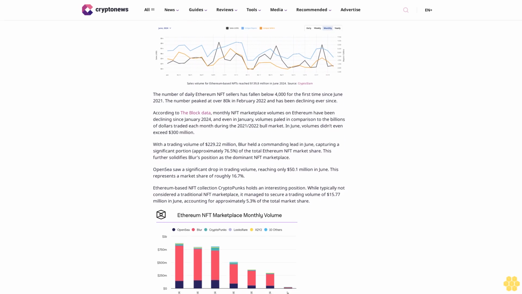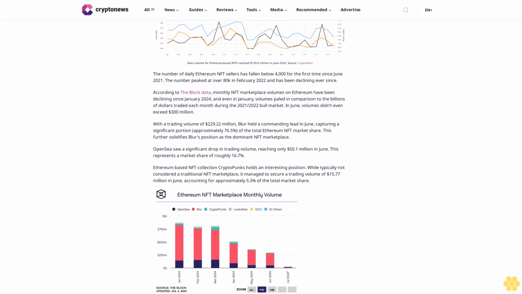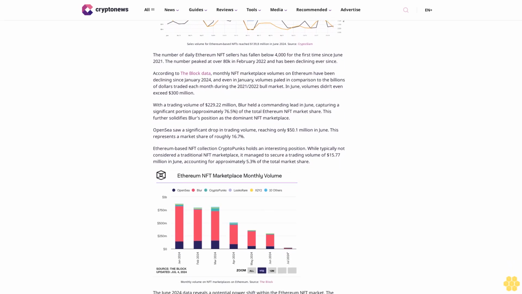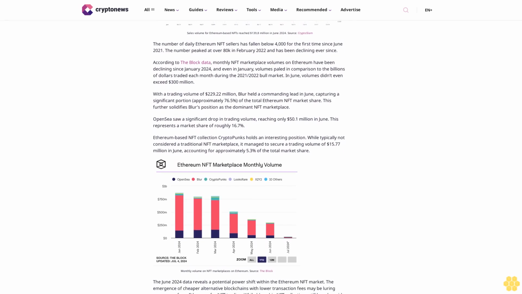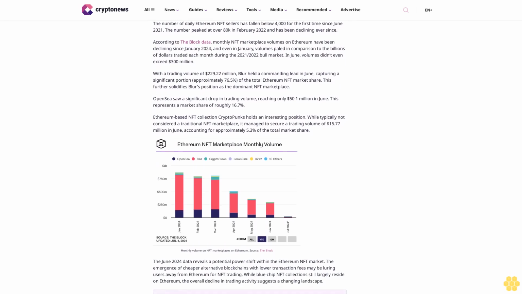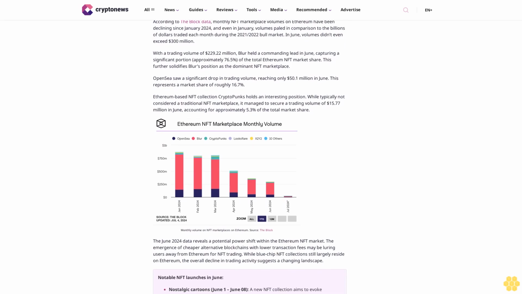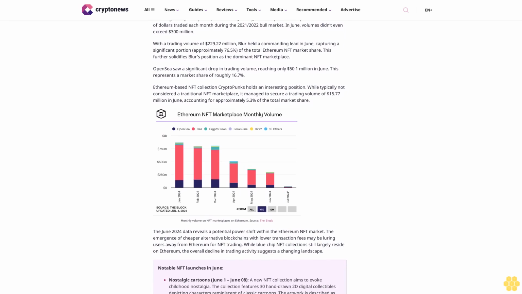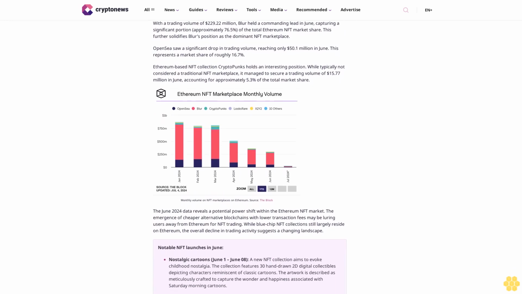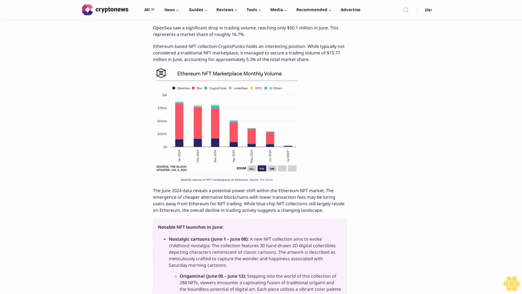163.9 million. The data further revealed that the Ethereum network has attracted around 51,000 buyers and 45,000 sellers of NFTs during last month. The number of NFT transactions for Ethereum reached more than 373K in June, 16.5% less than the previous month. The net number of daily Ethereum NFT sellers has fallen below 4,000 for the first time since June 2021. The number peaked at over 80K in February 2022 and has been declining ever since.